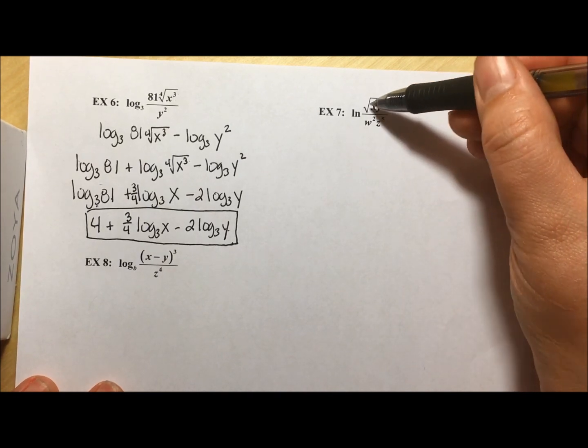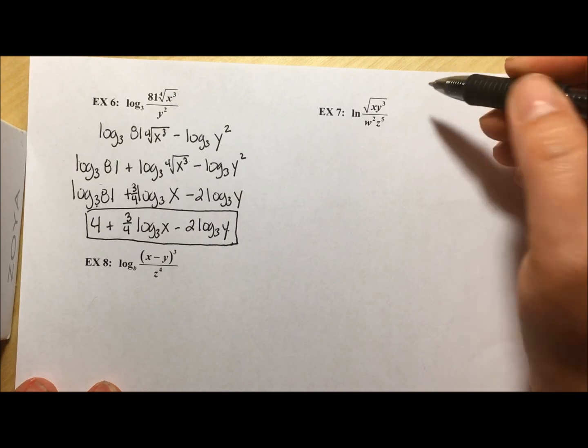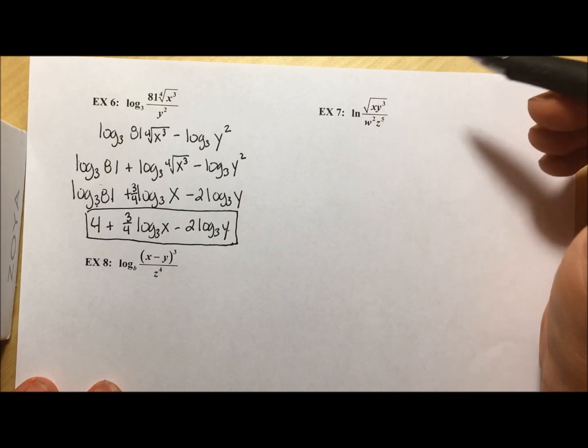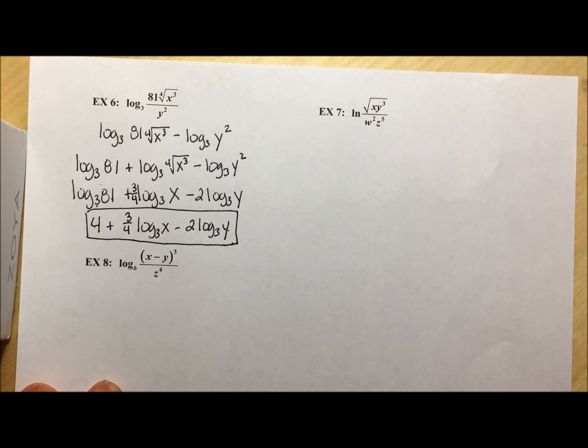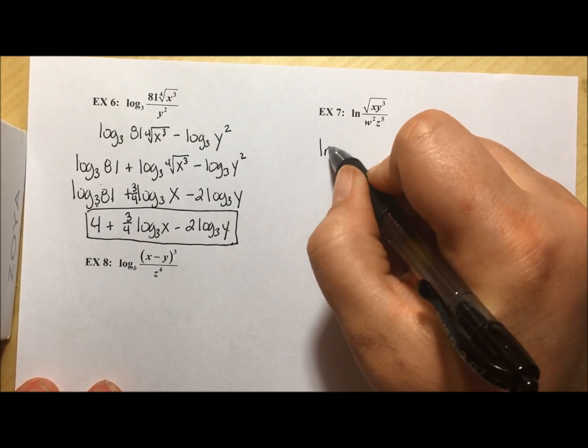Now, in order to do it here, because I've got two terms underneath the radical, I'm going to go ahead and change that to a power of 1/2 and distribute it to both the x and the y. That's just kind of setting me up. And then after that, we're going to use a shortcut to separate all these in one go.